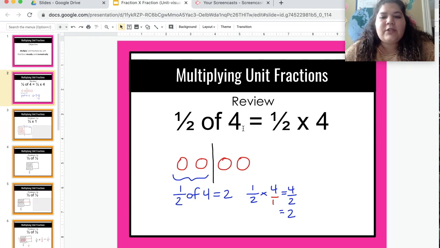Remember last week we learned, if there's 4, I can draw 4 pieces. I divide it in half and I can see 2. But also I can just multiply them. So 1 times 4 is 4, and then 2 times that invisible 1 would give us 2. 4 over 2 would be the same as 2, right? Because 4 divided by 2. Today we look at multiplying 2 fractions.